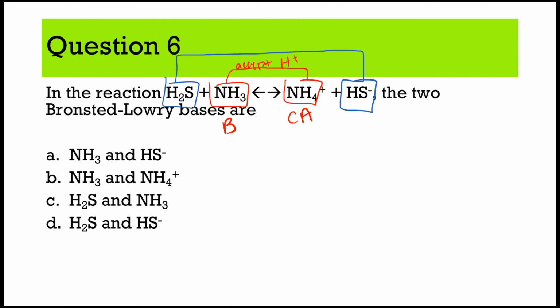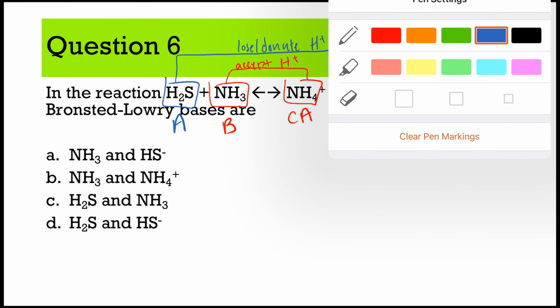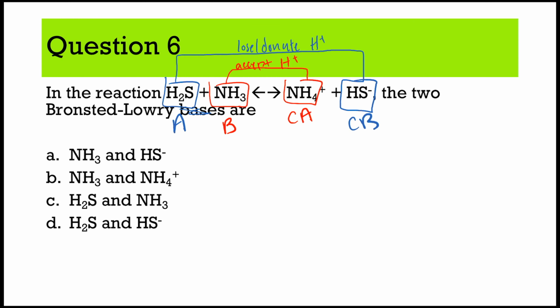If we go back to the H2S example, to get from H2S to HS-, you have to lose or donate an H+. If you are donating, that's an acid, making HS- your conjugate base. So when the question asks which two are your bases, NH3 is acting like a base, and HS- is acting like a base. So that is answer choice A.